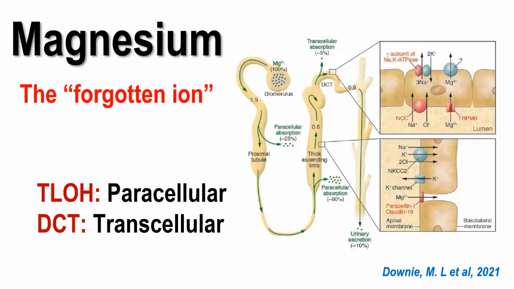Magnesium is known as a forgotten ion because it usually doesn't get much attention, while it is the second most important intracellular cation, and it's very important for neuromuscular stability. It is reabsorbed in the kidneys in the distal portion rather than the proximal, and this is done through two different mechanisms. One is paracellular and the other is transcellular. Paracellular is among the cells, so it happens in the thick ascending limb of the loop of Henle, while the distal convoluted tubule transports magnesium transcellularly.